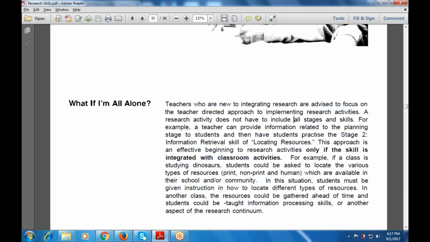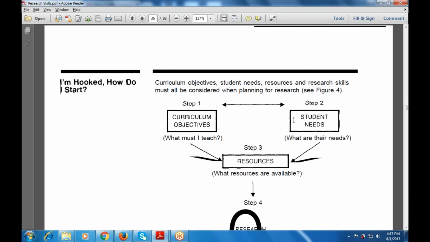So whatever the research activities, whatever the focus they are directed to, that includes all the stages and the skills. Locating resources will be given and integrated with the classroom activities. That must be taught together with the information processing skills or other aspects.